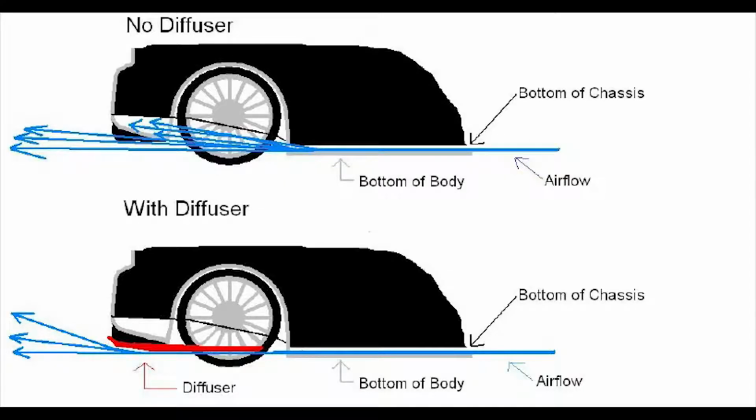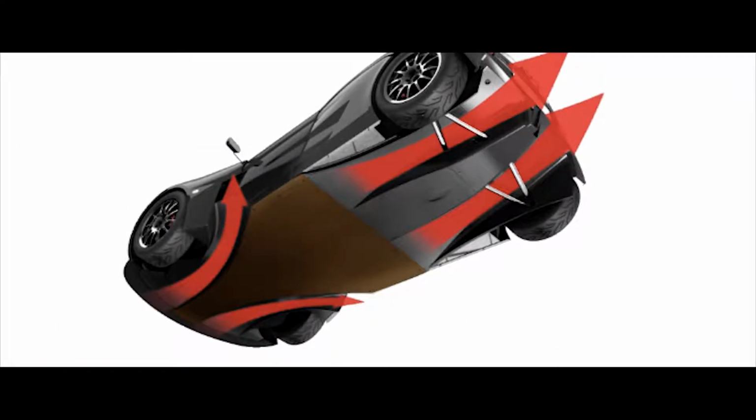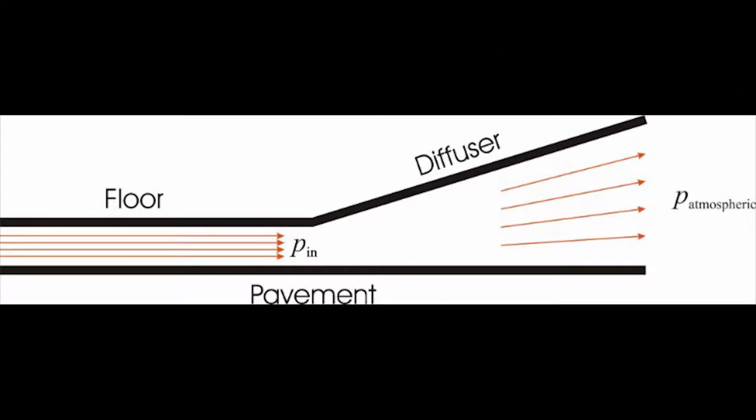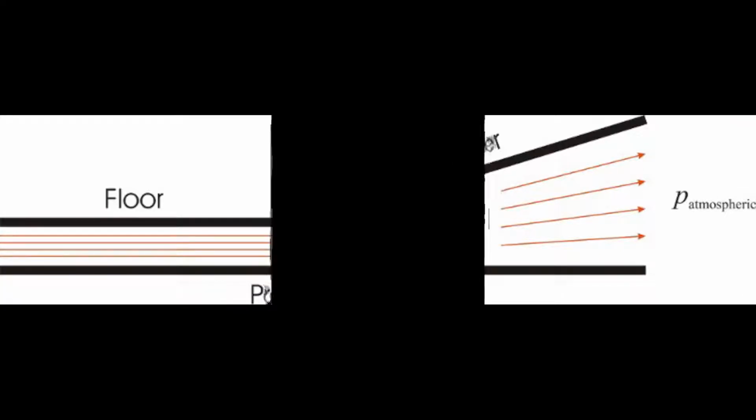A diffuser is a shaped section under the car. When the air goes under the car, it speeds up, creating low pressure. A diffuser spreads out the air in distance, which slows down the air and returns it to regular atmosphere pressure to reduce the lift under the car.